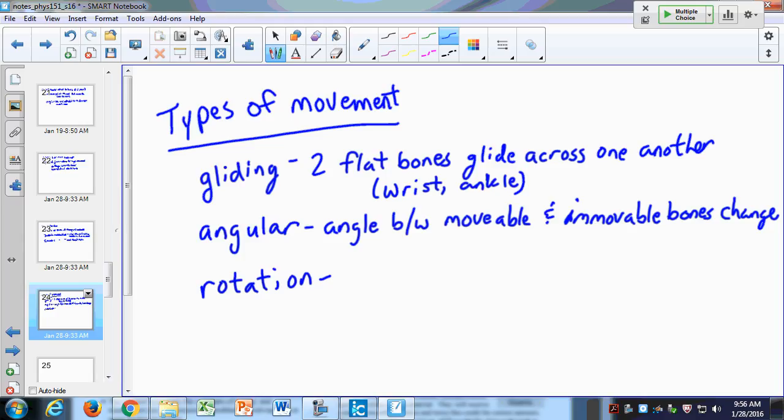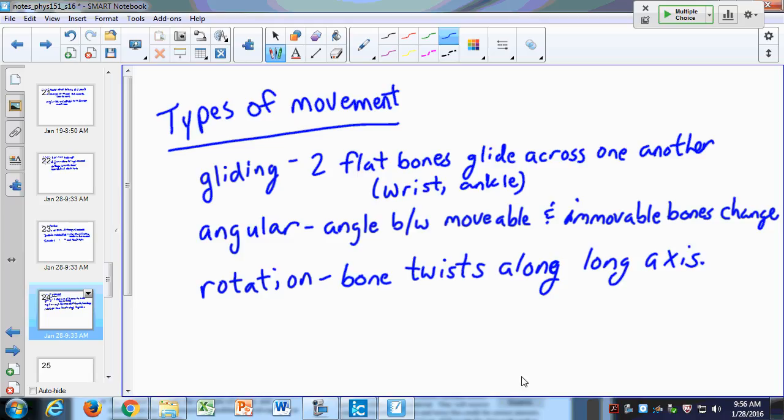And then rotation, the bone twists along its long axis. Means it rotates, and everybody show me an example of that, a rotation. Your knee? No, your knee is an angular, because it's your shoulder. Yeah, this would work. I'm not saying no, I'm saying this is a rotation. Okay, and the hip, yes, that would be, right? Yes, y'all know this better than I do. In what class? Okay, good. All right.